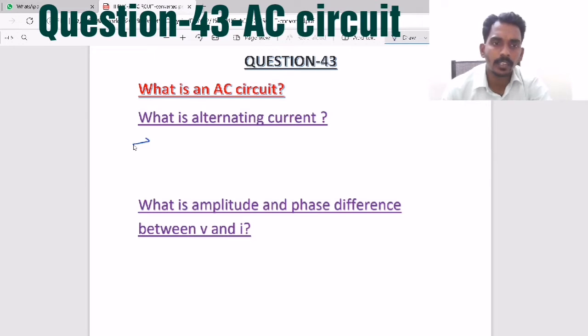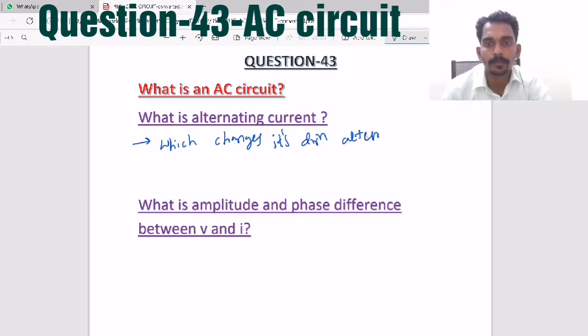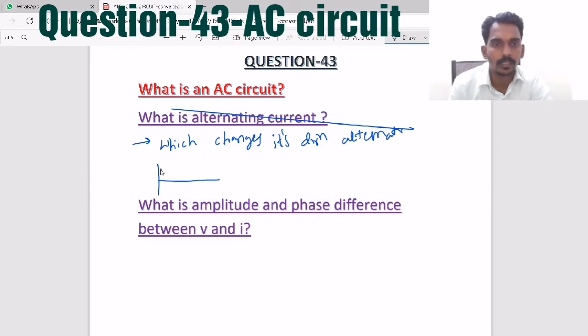See, alternating current means current which changes its direction alternately. That we call alternating current. See, just like suppose like this.